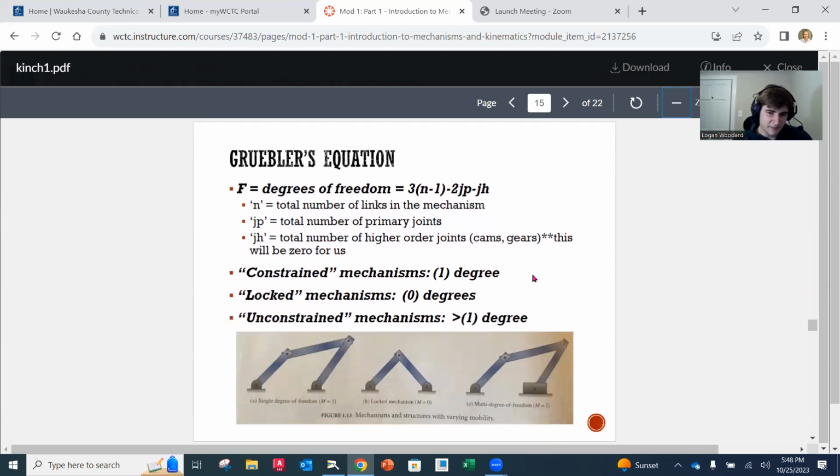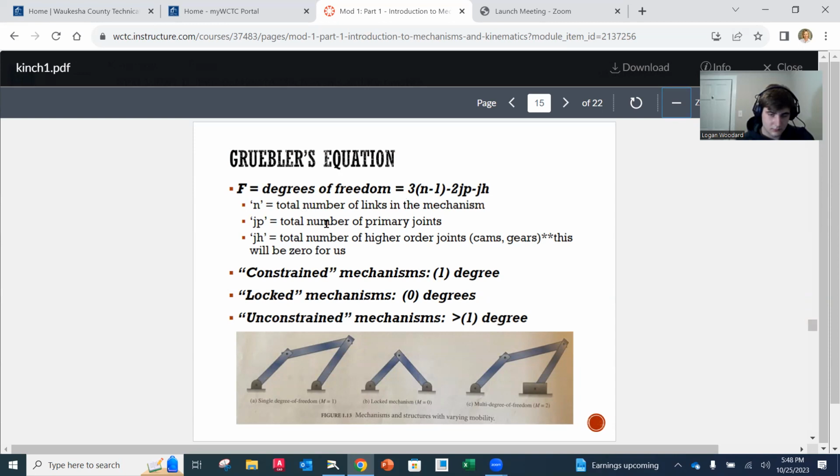Now, to determine the mobility or the number of degrees of freedom, we use an equation called Grubler's equation. Now, Grubler's equation, the variable for it is either F for degrees of freedom, or sometimes referred to as mobility, capital M. Our book uses mobility. I've always used F, but they're really the same thing. The rest of the equation is going to be 3 times (n minus 1) minus 2 times jp minus jh. Okay, so what do those variables stand for? So degrees of freedom or mobility is F or M.